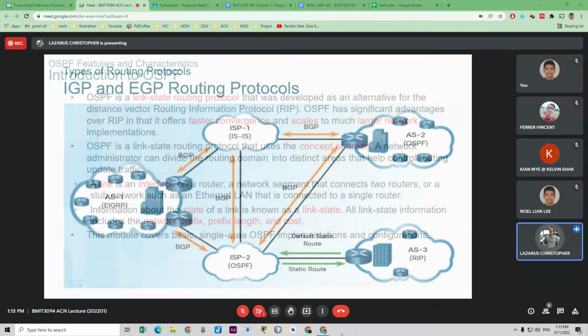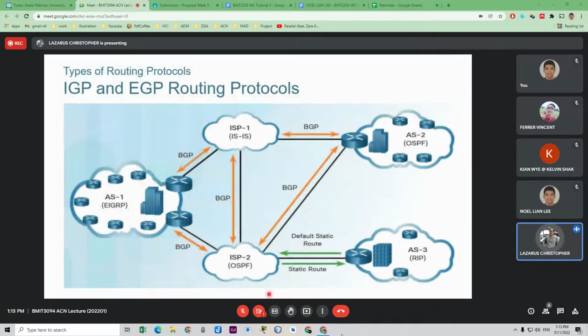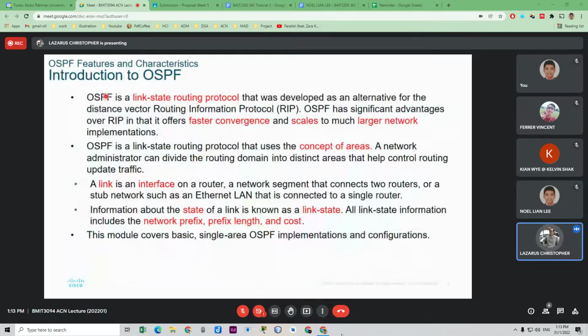Right. So we focus on OSPF. OSPF is not the only one, right? You can see that from the classification just now and also in this diagram. But we focus on OSPF. So under the classification, we know that OSPF is a link state routing protocol. So it's an alternative protocol to RIP, which is Routing Information Protocol.